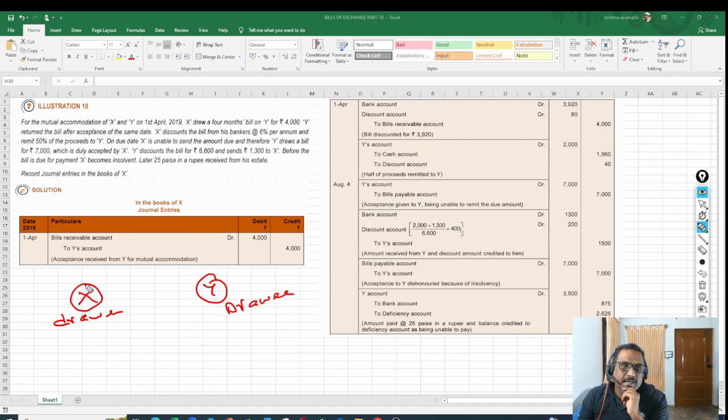X discounts the bill from his bankers at 6% per annum and remits 50% of the proceeds to Y. What did X do? The bill has come to X. After receiving this bill, what did X do? He went to the bank, he discounted this bill with 6% per annum discount, and he sent 50% of the proceeds to Y. Whatever amount he discounted, 50% of that amount he has given to Y.